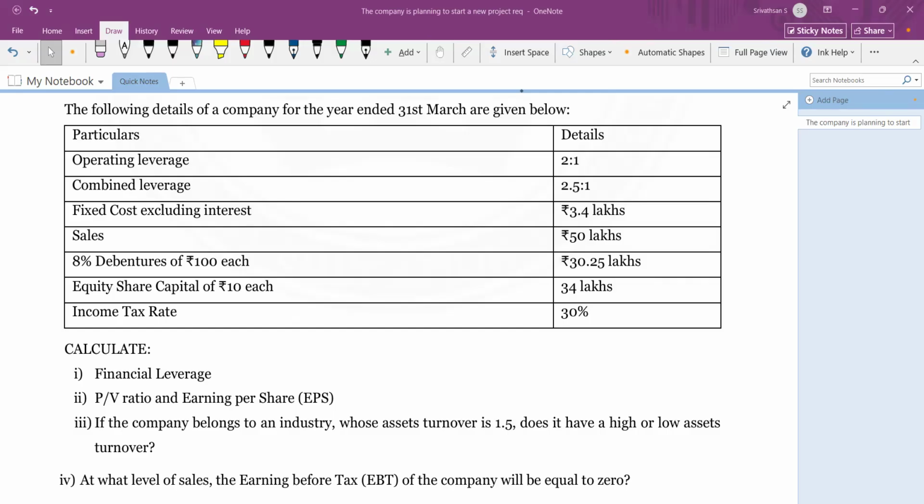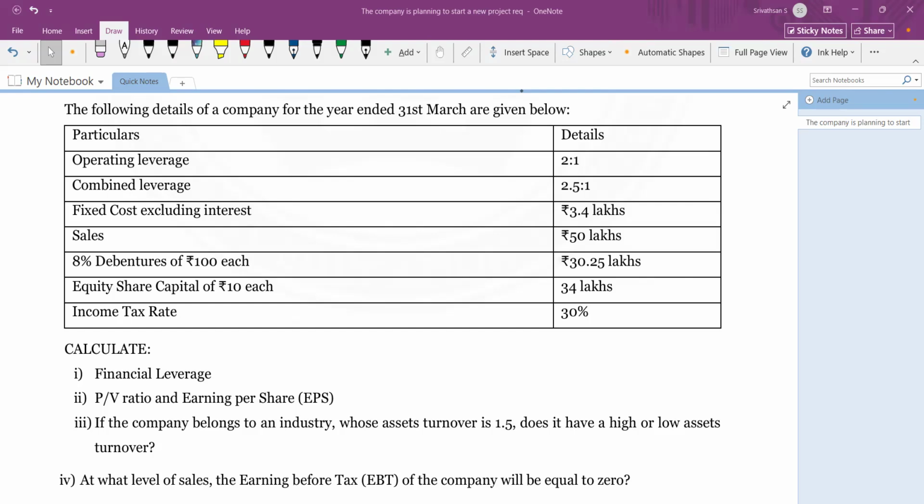The following details of a company for the year ended 31st March are given below. Operating leverage is 2 is to 1, combined leverage is 2.5 is to 1, fixed cost excluding interest is 3,40,000. So this is nothing but the fixed operating cost.